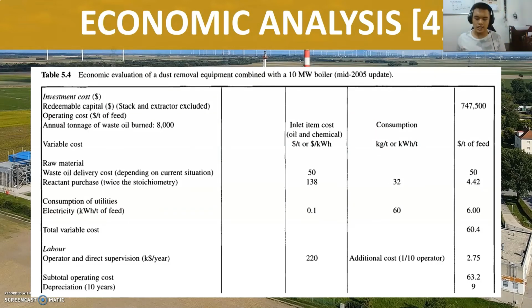And in a study by Audibert in his book Waste Engine Oils, he studied the economic analysis of the 10 megawatt boiler gas treatment facility, with an investment cost and a redeemable capital of $747,500, raw materials for waste oil at $50 per ton of feed, and reactant purchase of $4.42 per ton of feed. Consumption of utilities is 6 kilowatt hours per ton of feed, very, very high. And total variable cost is 60.4.